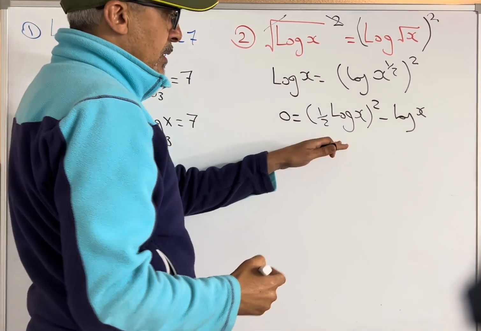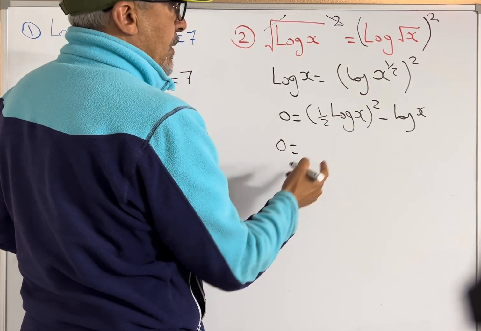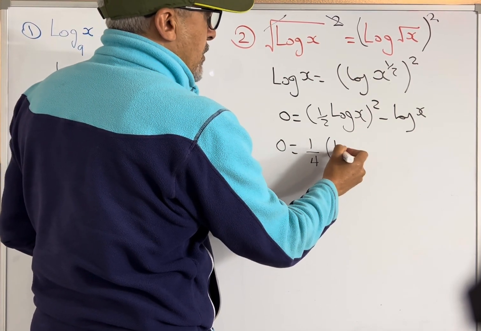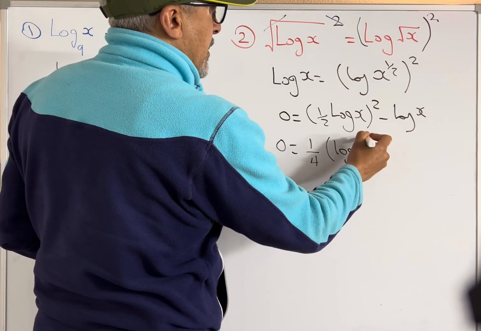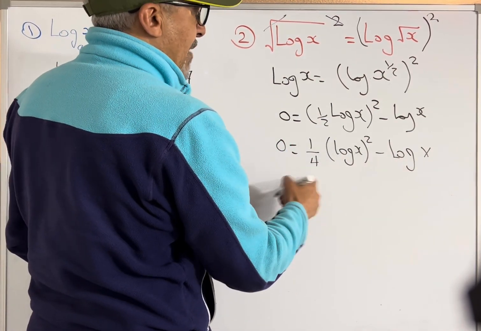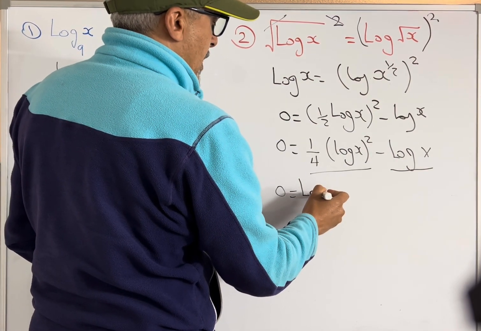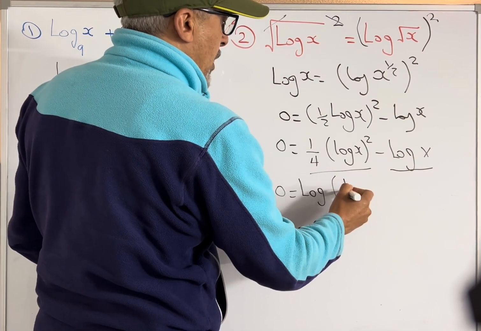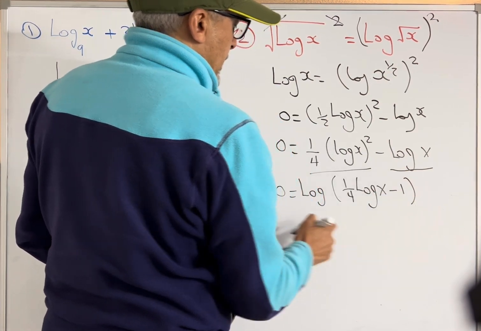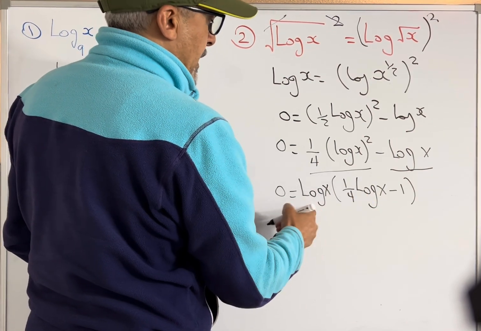Now here, I'm going to square the 1/2, so I get 1/4, and then I'm going to square the log at the same time, so that's log x squared minus log x. Now if you look at this, both terms here have log x, so I'm going to pull log x out as the greatest common factor, and I'm going to get 1/4 log x minus 1. See, if you multiply the log x here into here, you're going to get 1/4 log squared x, and then here you get the log x.